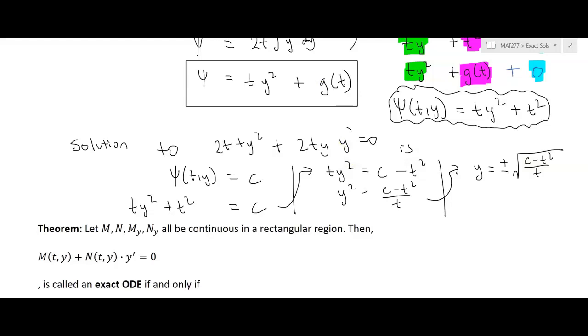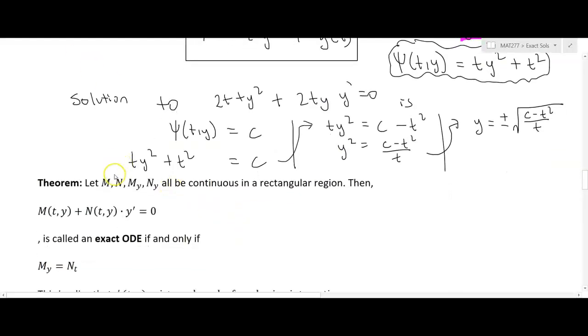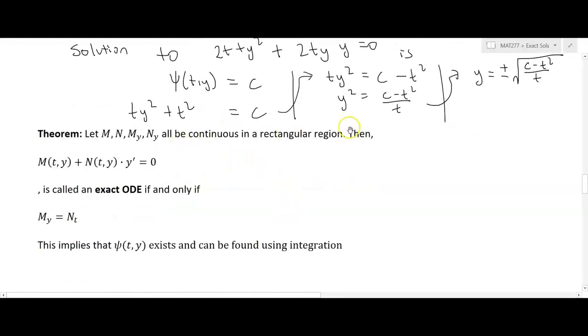So now let's write this as a theorem. Let M, the derivative of M with respect to y, and the derivative of N with respect to t all be continuous in a rectangular region. We're not going to dwell on this component here. What this basically boils down to is that there's got to be some values of t and y surrounding a point for which these functions are all continuous. We're not going to get into that here, but that is an important piece of the conjecture.